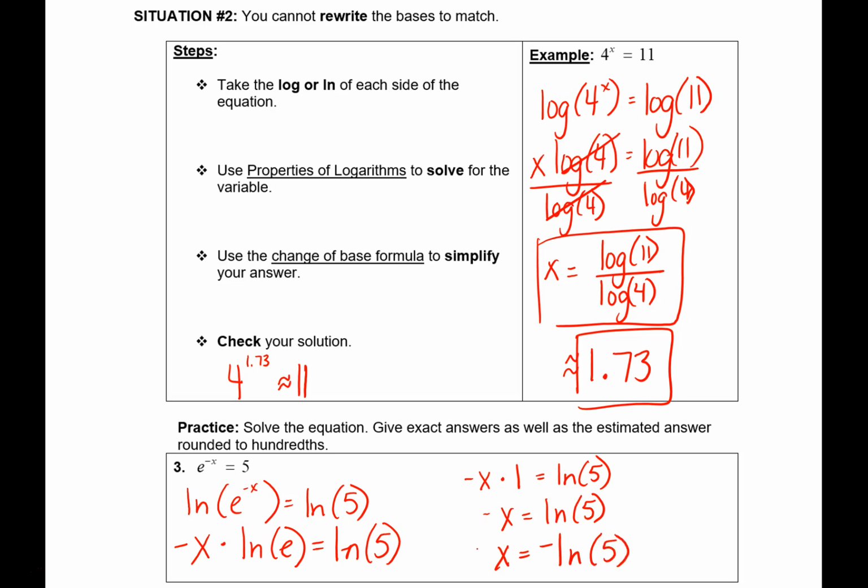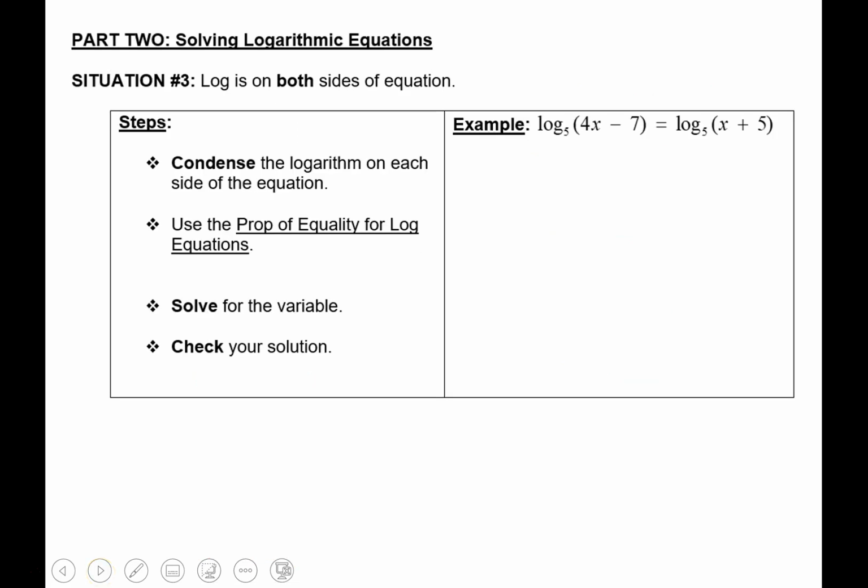So the negative natural log of 5 is my final answer. I can plug that in and see what the calculator gives me. It should give me 5 when I plug that back in to check my work to make sure there aren't extraneous solutions.